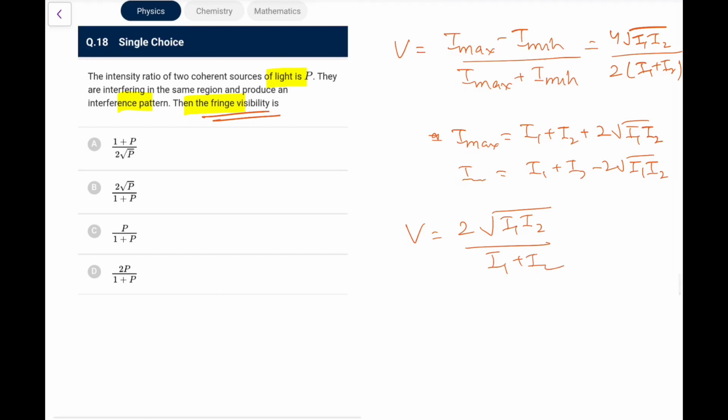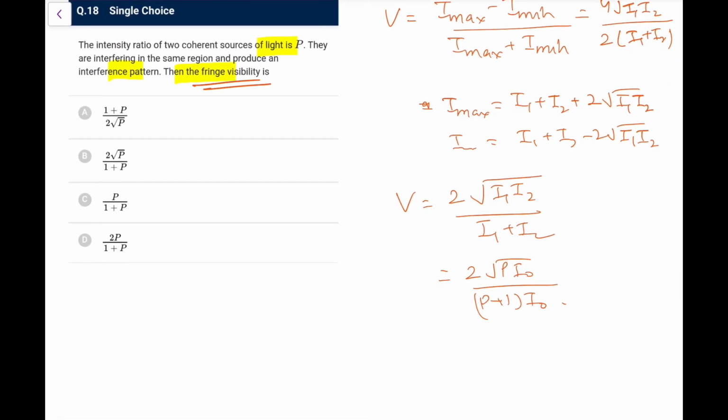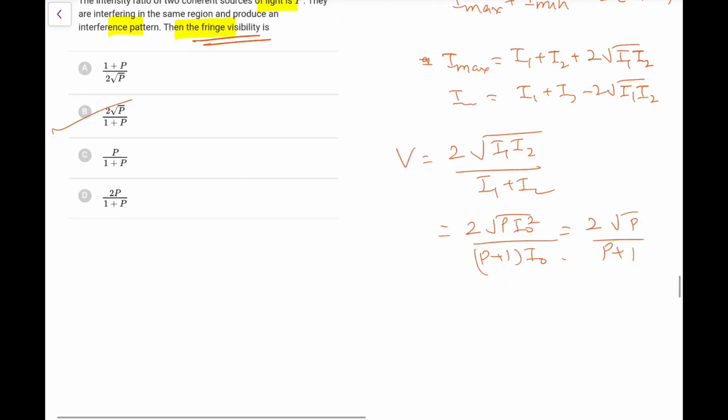Now the intensity ratio of the two is P. So one is X, so there would be P times X. So let's say it would be 2 root P times I naught, and one is I naught, one is P times I naught, and this would be P plus 1 I naught. So what we will get now, and this would be I naught square, so that I naught goes, so 2 root P upon P plus 1. So again, if you don't know the term, this would be a tough one.